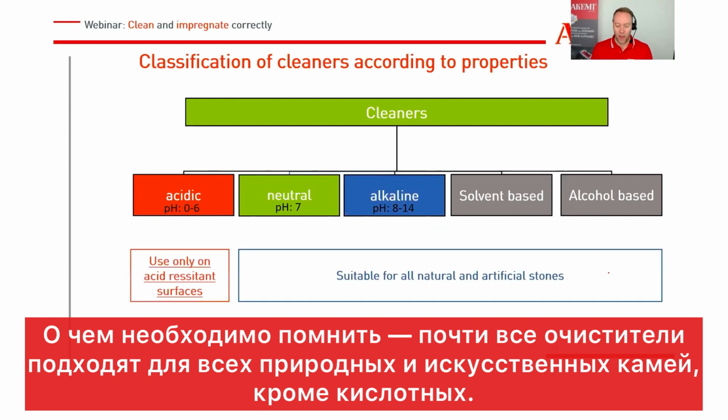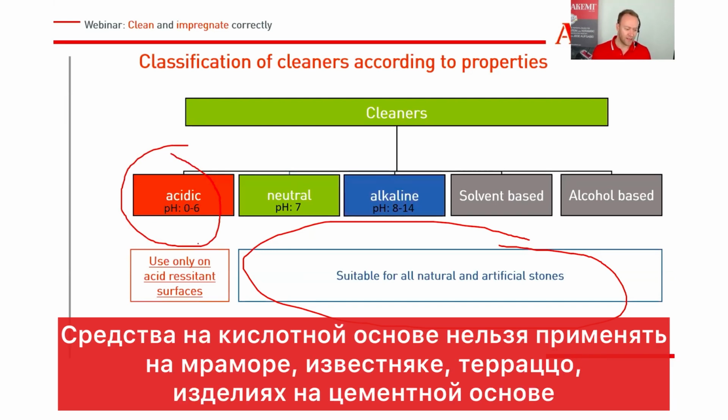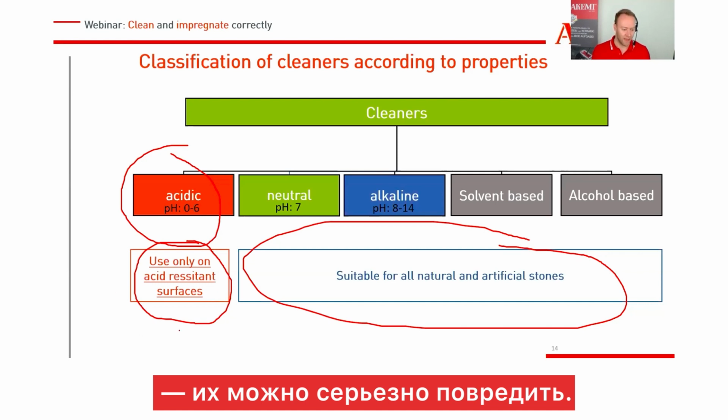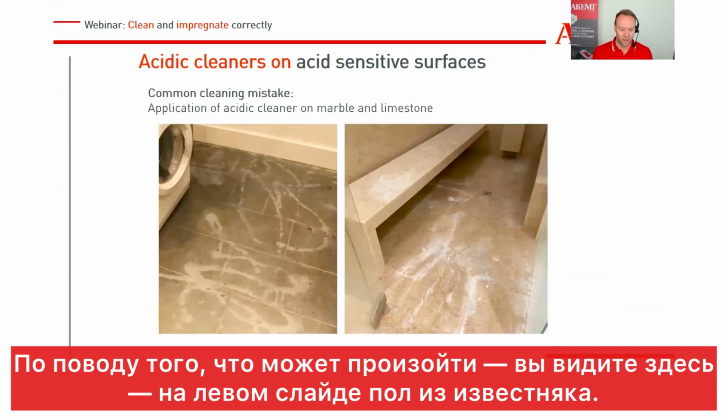Good. Then what you have to have in mind. Usually all cleaners can be used on all natural and artificial stones. Nearly all, only acidic products you can only use on acid-resistant surfaces. Of course, marble, limestone, terrazzo, concrete tiles, concrete slabs, cement slabs, there you should not use acidic cleaners. I showed you already some pictures and I will show you some more of what can happen when you use this type of cleaner on a sensitive stone. So, this is what can happen.